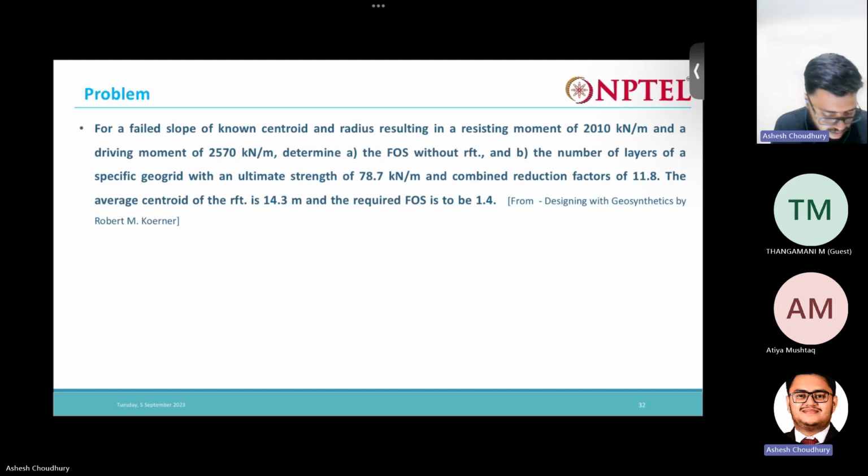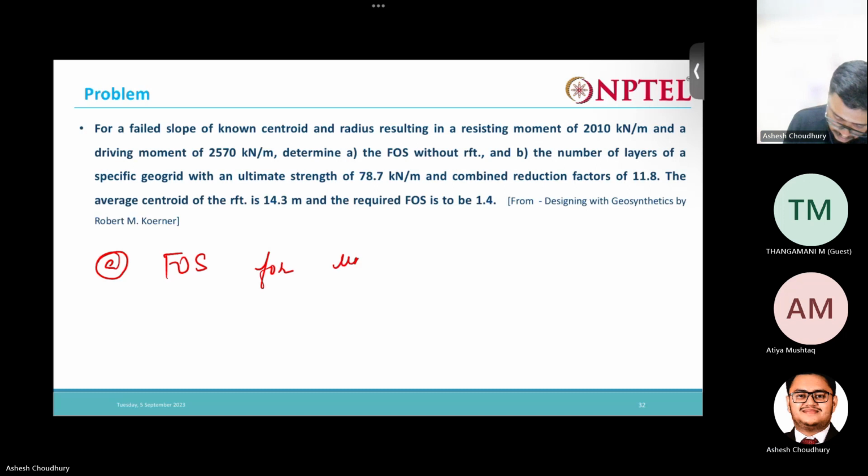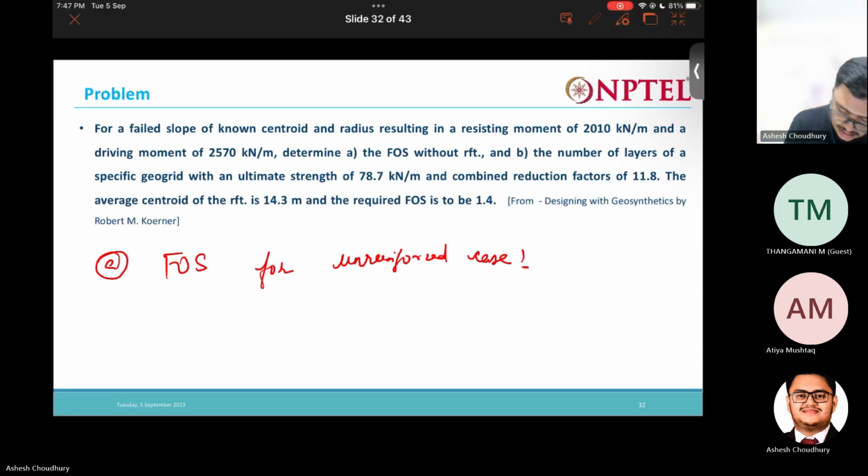Let us see how to do that. First is the factor of safety for unreinforced. Factor of safety is stabilizing moment by disturbing moment. How much is the stabilizing moment? 2010. How much is the disturbing moment?